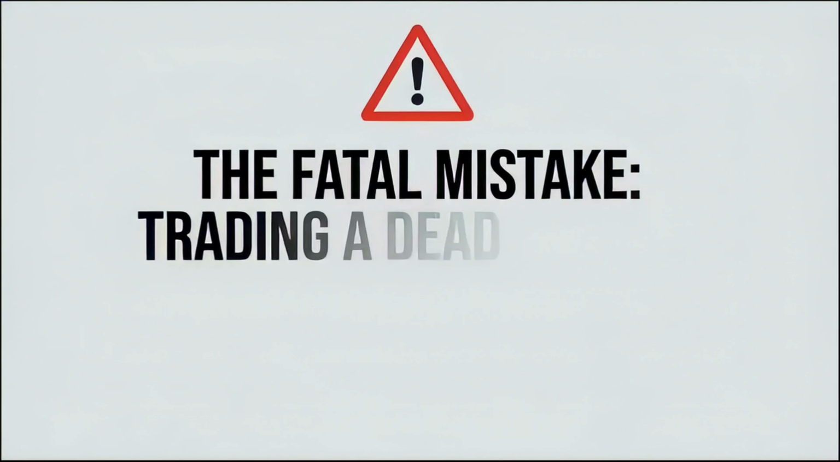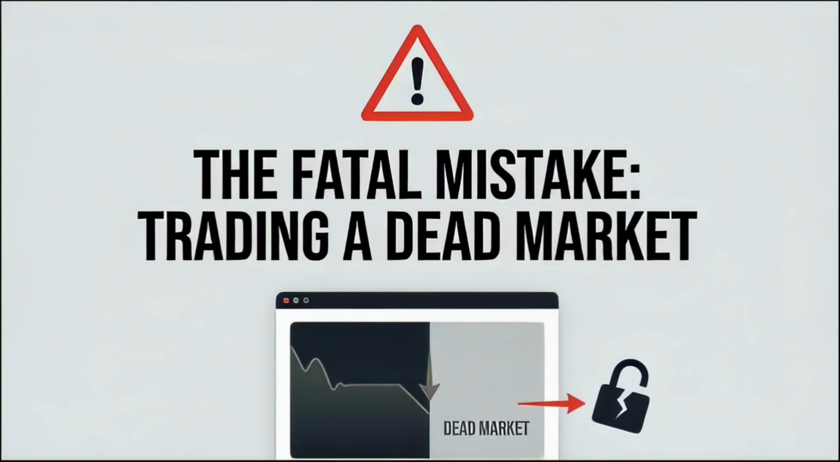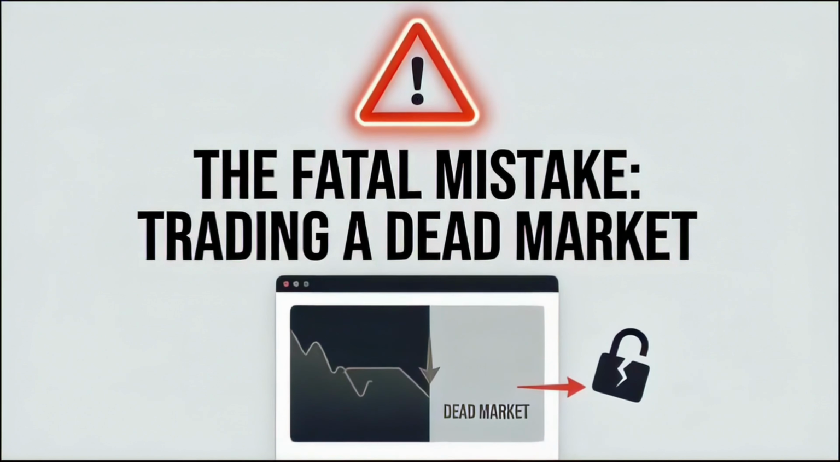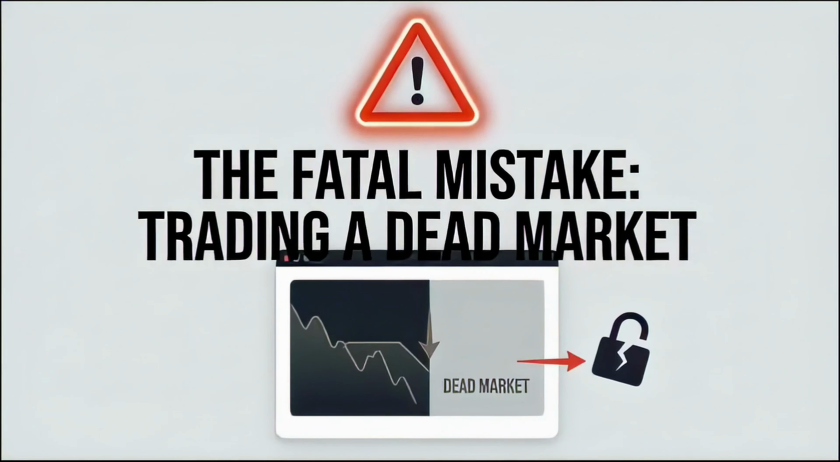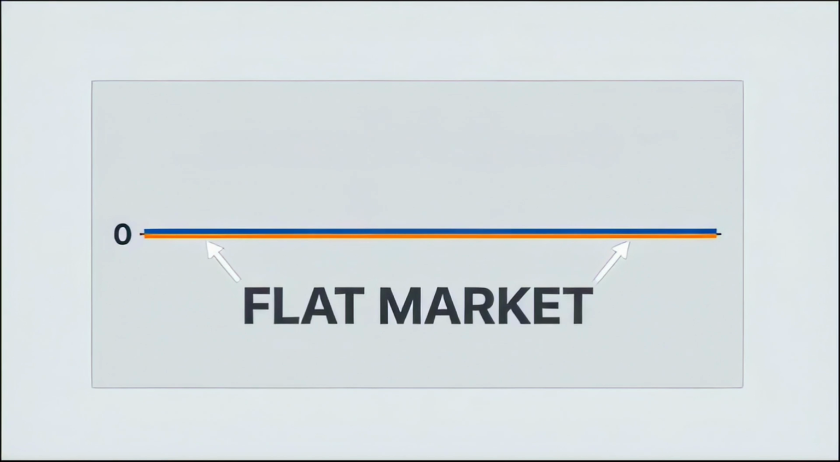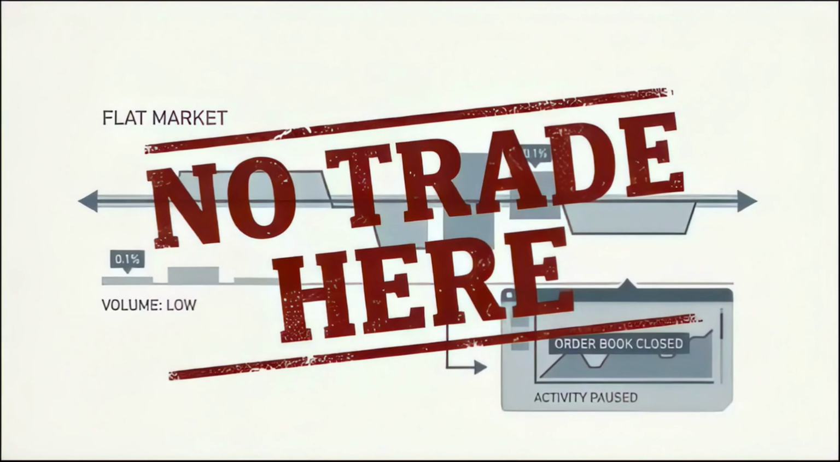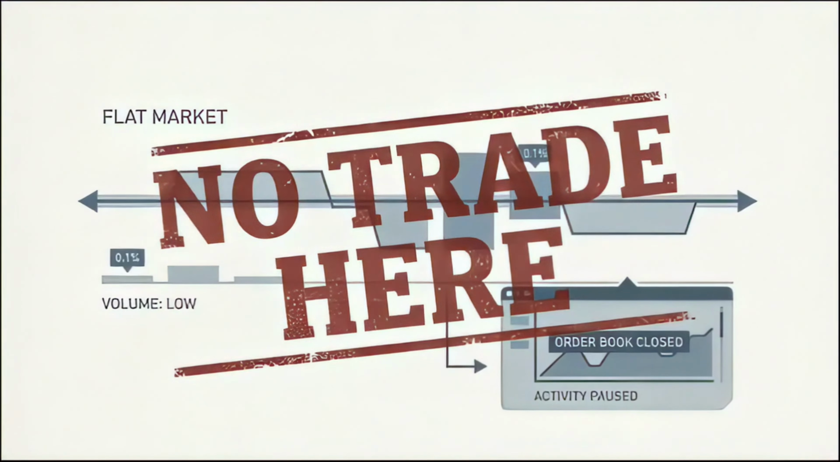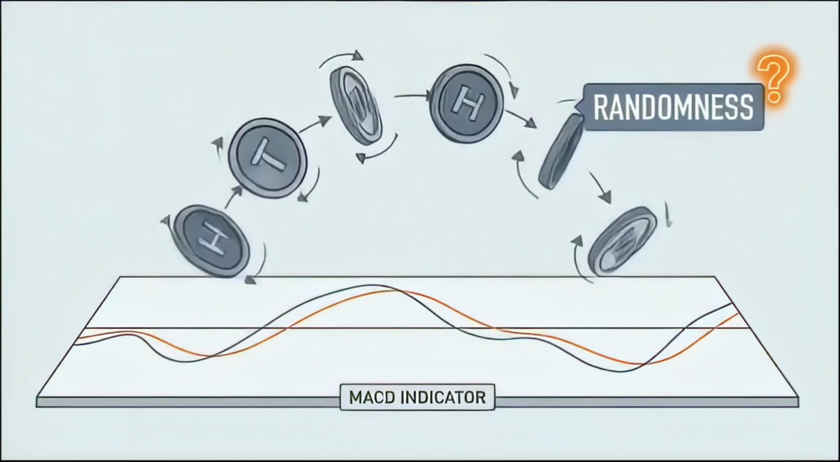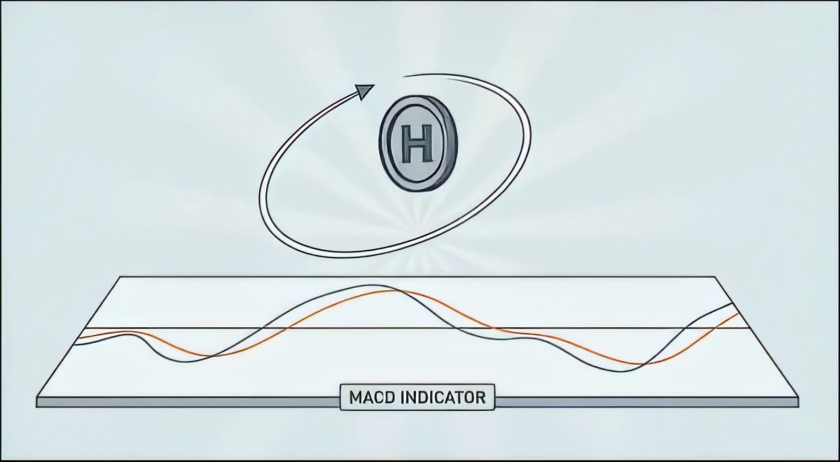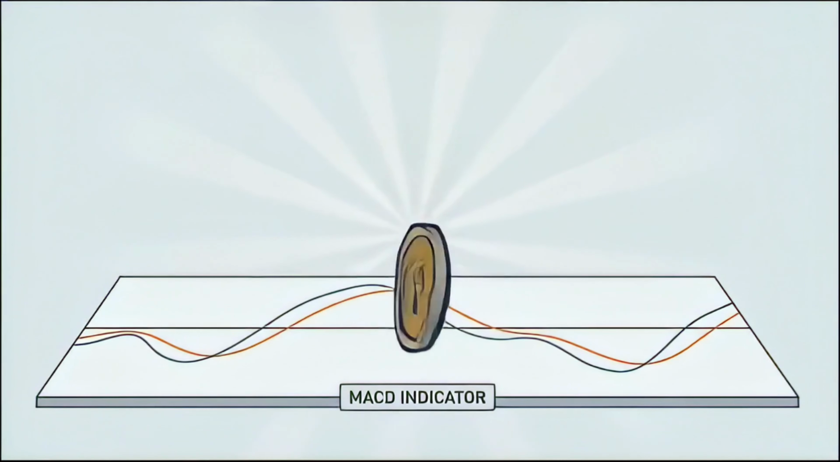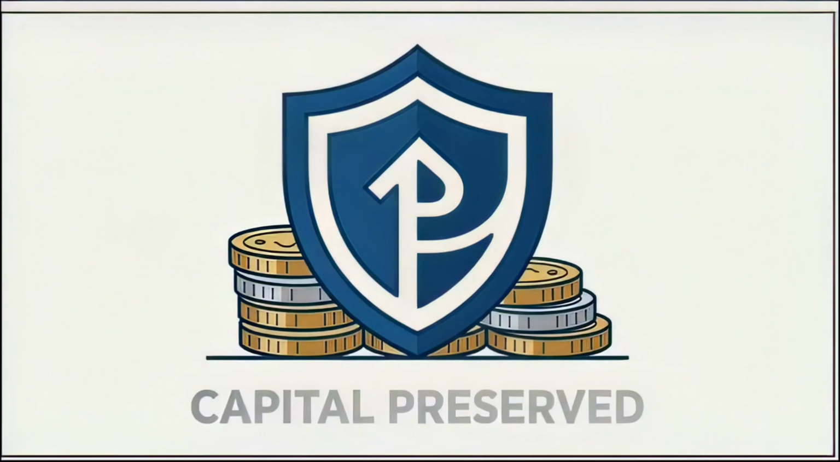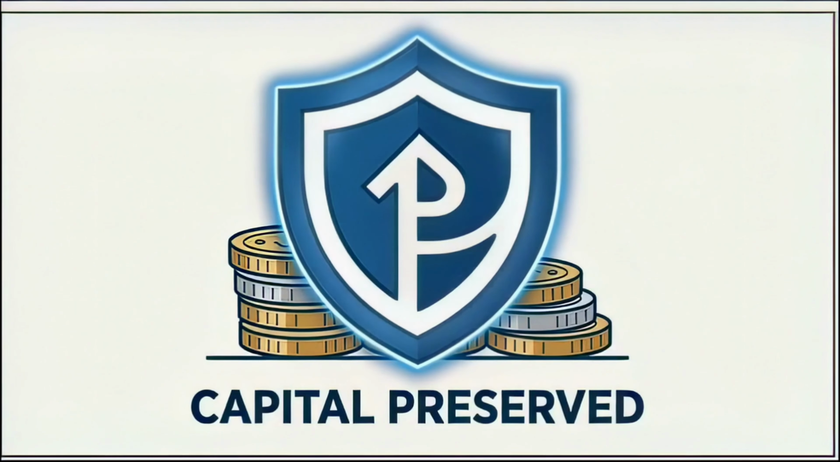Now the mistake that undoes people who have learned all 3 rules. Taking the crossover in a market that has no business being traded at all. If the market is flat, if the 2 lines are glued to the zero line, if the histogram is invisible, the answer is not a better entry. The answer is that there is no trade here. This tool is a momentum indicator, and in a market with no momentum, it will generate signals endlessly, and every one of them is a coin flip. Standing aside on those sessions will save you more money than any refinement to your entry.